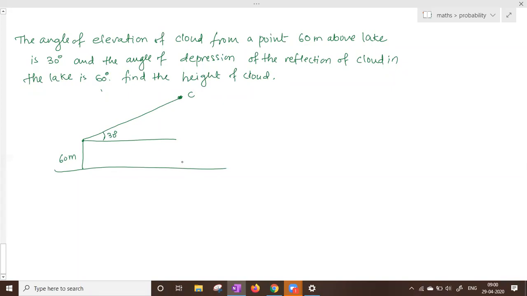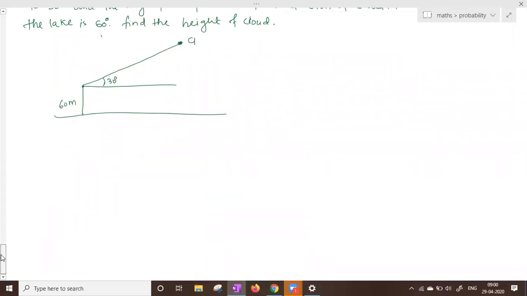So it will work as a mirror, so an image is formed. Where is its image formed, inside the lake or above the lake? Inside the lake. How much distance? The cloud's height H plus 60 meter. So this is the lake on the ground, and this distance is the height of the cloud. So the same distance inside the lake, the image will be formed, because this is a mirror. Whatever the distance of the object is, the same distance the image is formed.